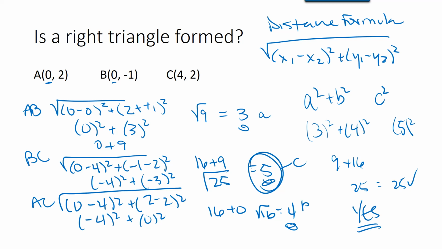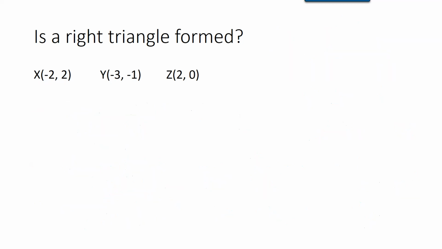Now, these values also are a Pythagorean triple, and we know that because they are all whole numbers, 3, 4, and 5, and they work in the Pythagorean theorem. Okay, we'll do one more example.